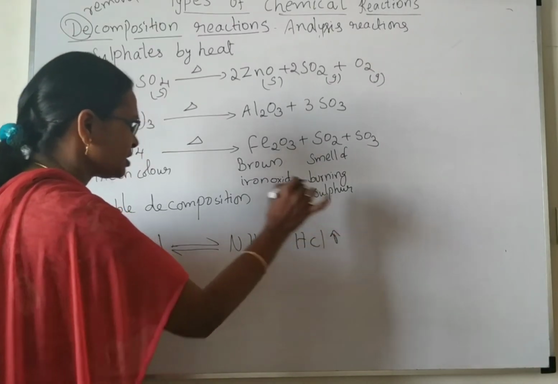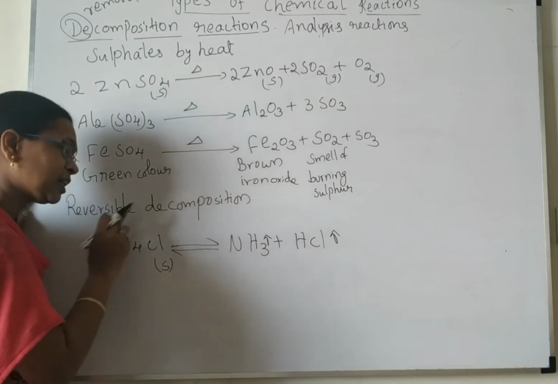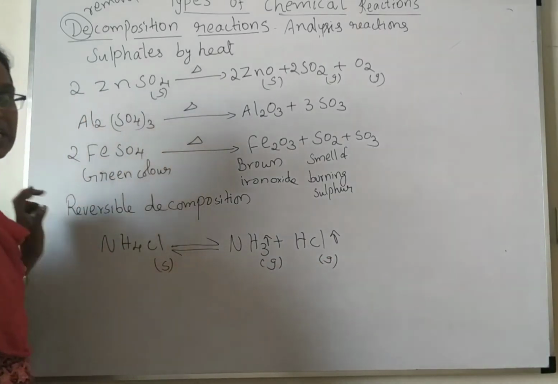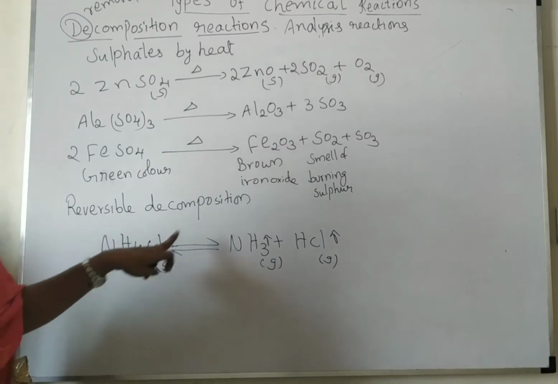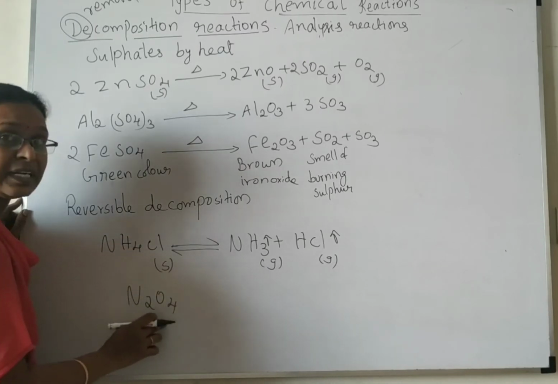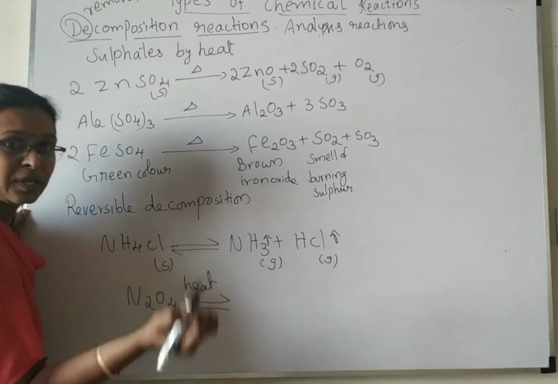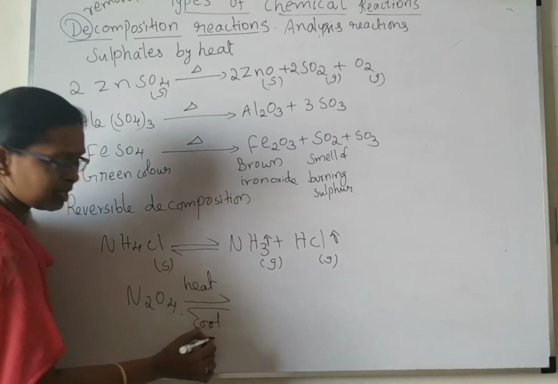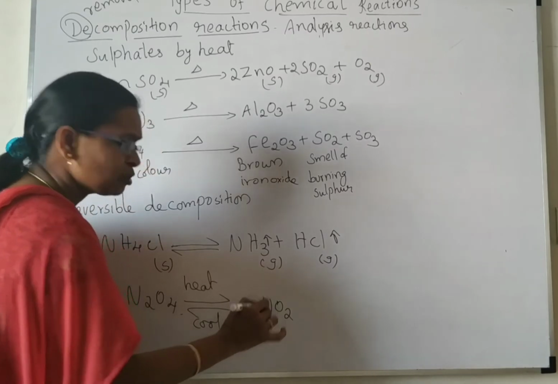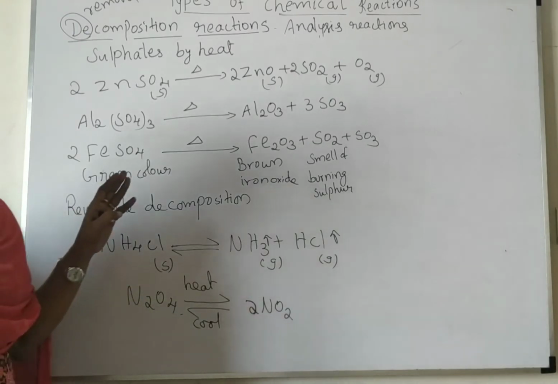Ammonium chloride is a sublimable substance, right? Without the liquid state, the solid directly converts into the gaseous state. So here both ammonia and hydrochloric acid gases are coming. Like this, we can say reversible decomposition reactions. And even another example, N2O4, dinitrogen tetroxide. On heating and cooling, this is going to dissociate into 2NO2, nitrogen dioxide. So 2 molecules of nitrogen dioxide will come. Like this we can say reversible decomposition reactions.